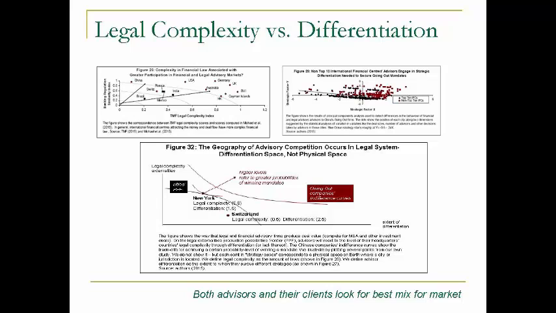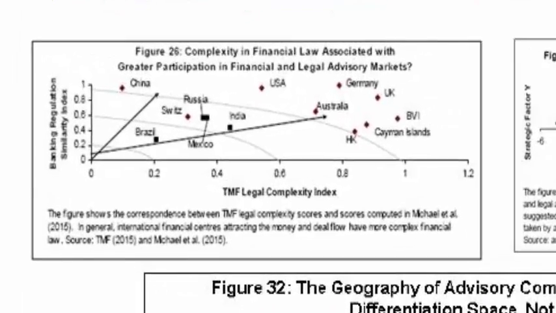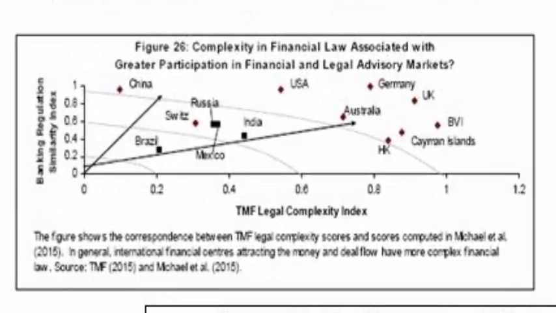So let's look at the data. Figure 26 shows two potential measures or two dimensions of legal complexity. On the y-axis, we show a banking regulation similarity index. This is an index that I and co-authors actually computed using a World Bank data set of banking and financial regulation across the world.